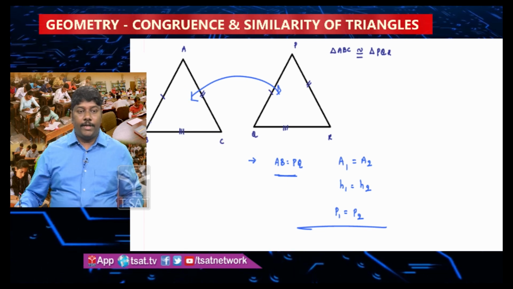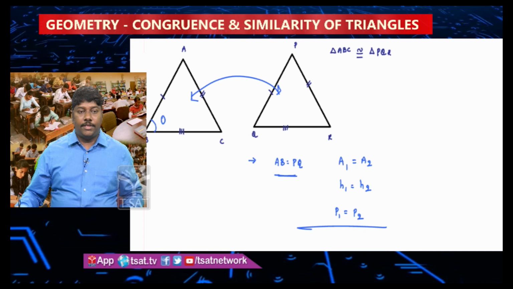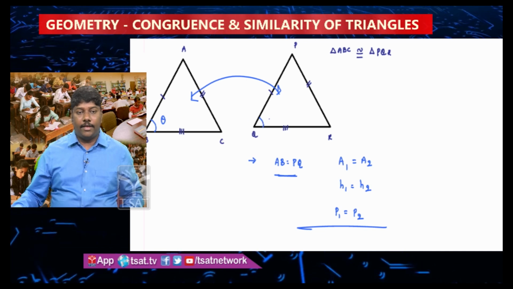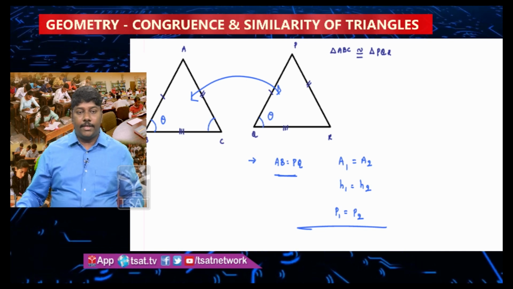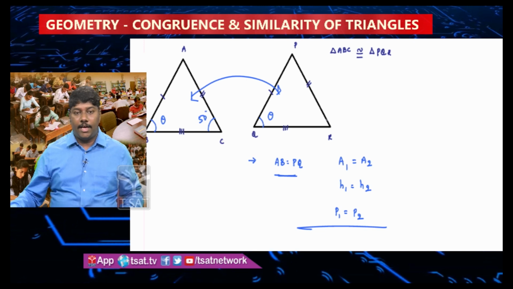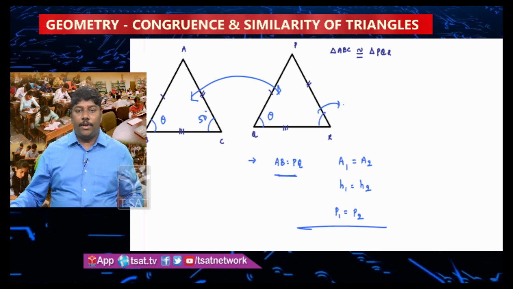Suppose you know congruency of triangles by using this angle theta. Then what about this angle? This angle will also be theta. Suppose this angle C is 50 degrees, then if I ask you what is angle R, angle R will also be 50 degrees.